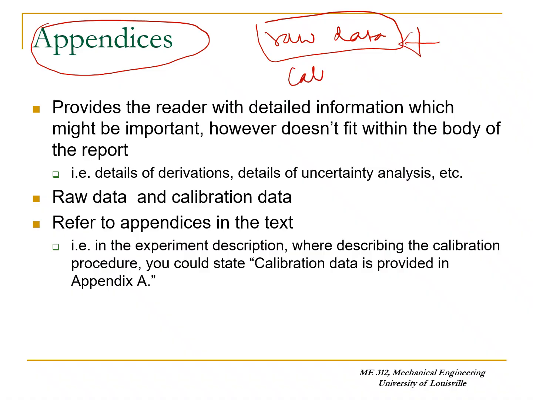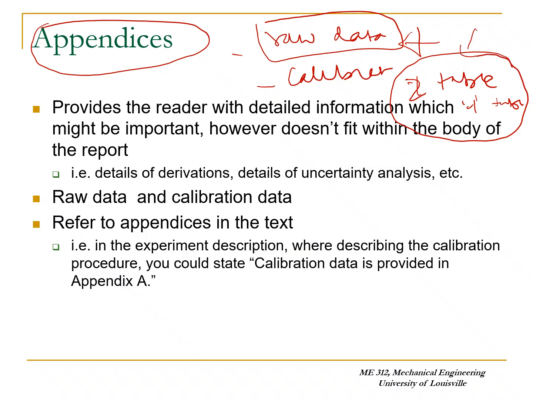They can also put the calibration data here. Sometimes they use different types of charts, like a G table or T table. Sometimes they may want to look at this as a reference, so you can put it in the appendix. So anything that you think is not very important as a main part of the report, but sometimes can be used just as a reference, you can always put in the appendix.